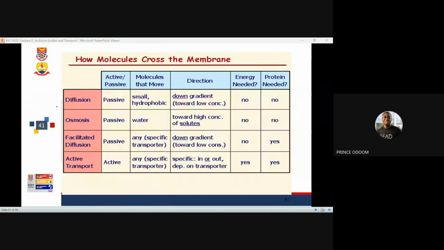Okay. So I've combined this table for you. This table will assist you to know whether this particular movement is passive or active, where the molecules move from, is it from a higher concentration to a lower concentration? Does it need energy? Is a protein channel or protein gate needed? So all that we've spoken about, diffusion, osmosis, facilitated diffusion, and active transport, all of them conform to this table. So when you get the slide, just go through this table and then you'll be fine. I hope that is clear.